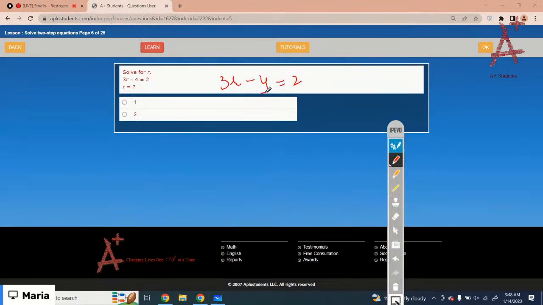You have to add 4 both sides. Got it? Because the inverse of subtraction is addition. So just add 4 both sides. 4 minus 4 is 0. So you are left with 3r equals 6. Got it?